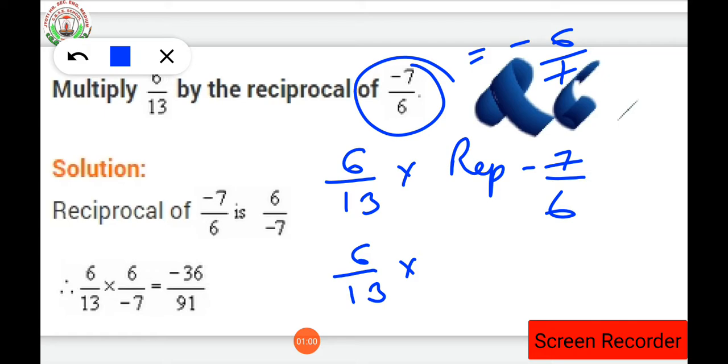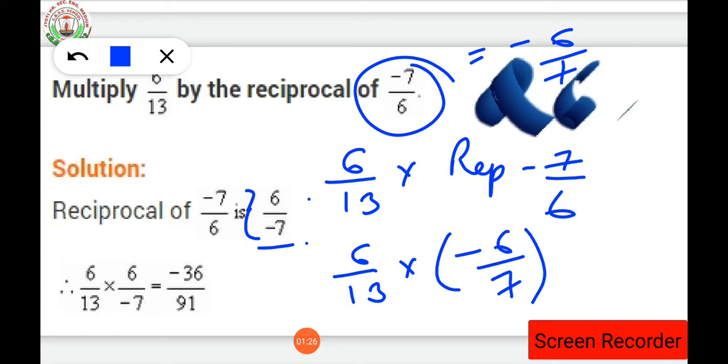Don't get confused about the sign. Since the sign is present over the denominator, this sign goes to the numerator. So either writing the reciprocal as minus 6 by 7 or writing it as 6 upon minus 7, both have the same meaning. So the reciprocal of minus 7 by 6 will be minus 6 upon 7.